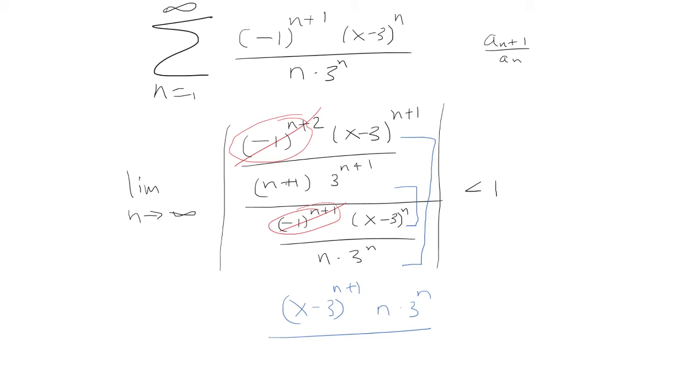So here, you want to put in the correct order. I can choose to put n plus 1 or 3 to the n plus 1 or x minus 3 to the n. I'm going to put x minus 3 to the n to line it up with the x minus 3 to the n plus 1. Then I'm going to have my n term, which is n plus 1, and then the 3 to the n plus 1. So I'll be taking this limit as n approaches infinity. I want that to be less than 1.